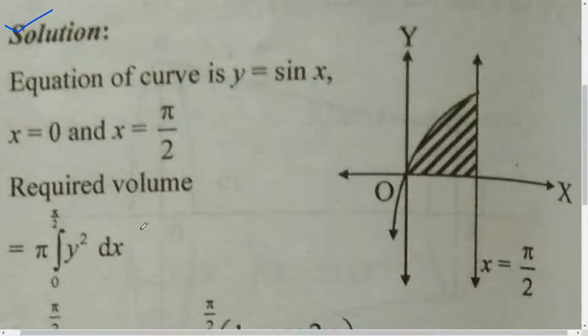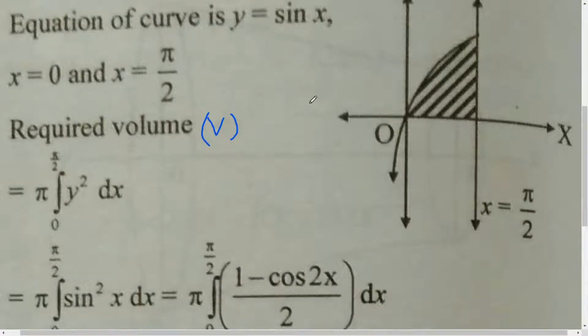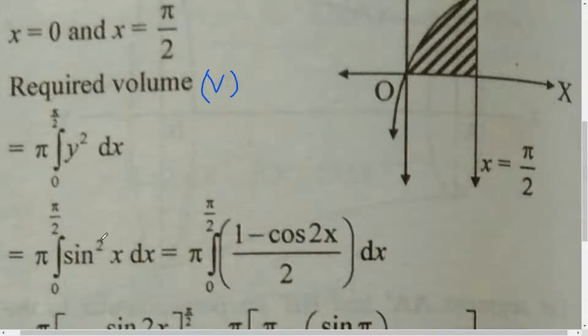So the volume, that is V, equals pi into integral 0 to pi upon 2 of y square dx. It is a formula. Now just substituting the value of y square: y is sin x, therefore y square will be sin square x. Here it is pi integral 0 to pi upon 2 of sin square x dx.